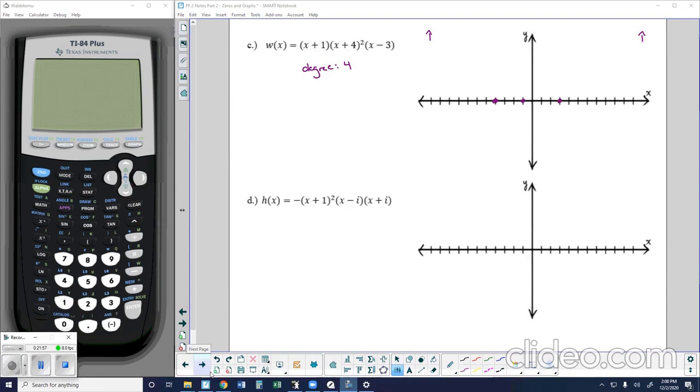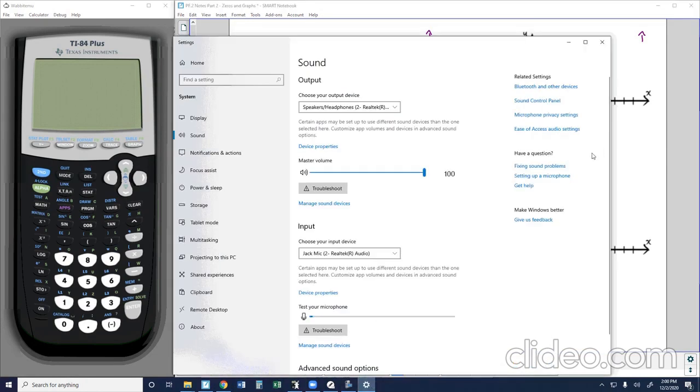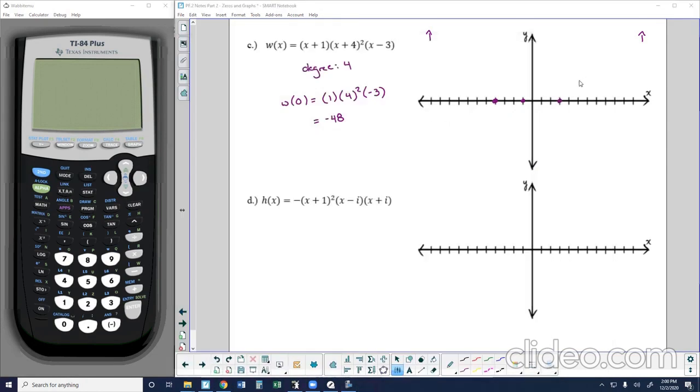Now I need to include my y-intercept. So my y-intercept again can be found by substituting in 0 for x. So I would have 1 times 4 squared times negative 3. And this would end up being negative 48. So I'm going to put a point on my y-axis and call this point negative 48.